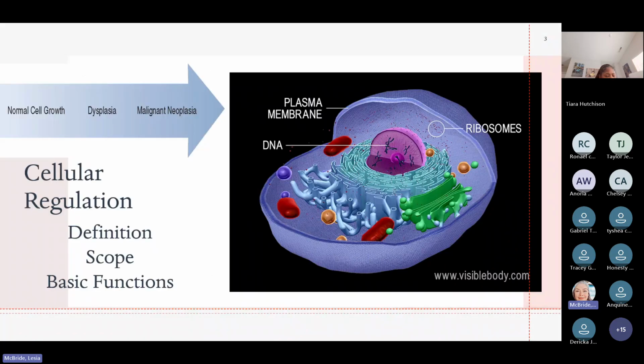Okay, cellular regulation, that's going to be everything that happens inside our cells and inside our body. Of course, our cells, if you remember back to your anatomy and physiology, we talk about each cell having its own nucleus and we have ribosomes, we have DNA, RNA, etc. All those wonderful structures that are in our cells.